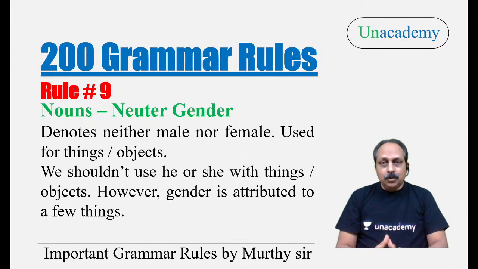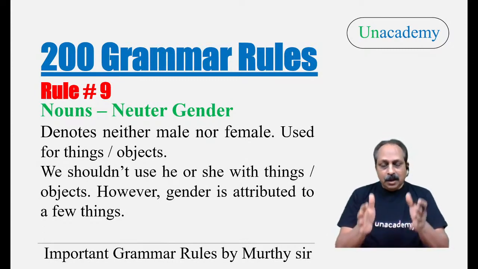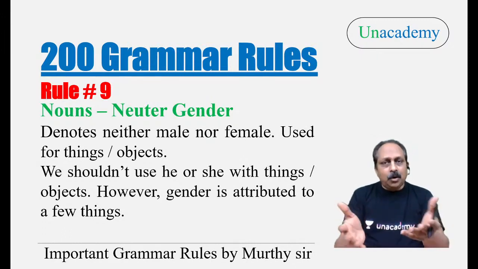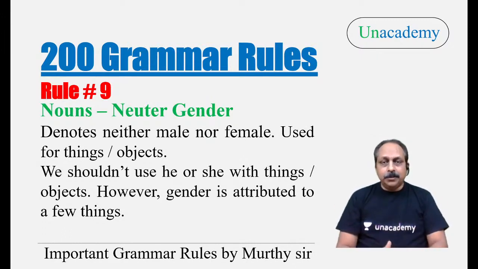Before I go to the rules, what is gender? Gender denotes male or female. And in English, we have 4 types of gender: the masculine gender, the feminine gender, the common gender, and neuter gender. From the exam point of view, when you learn, you have to learn what is important and you don't have to touch what is not important. When it comes to gender, from the exam point of view, neuter gender is important.